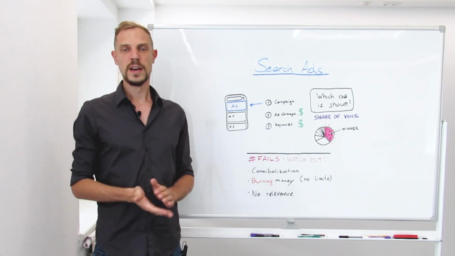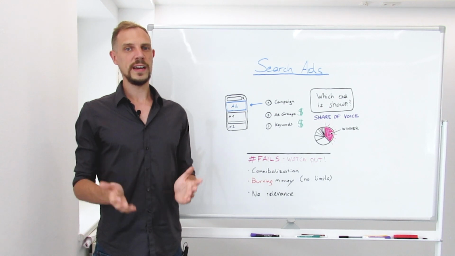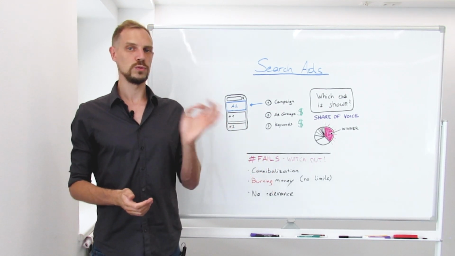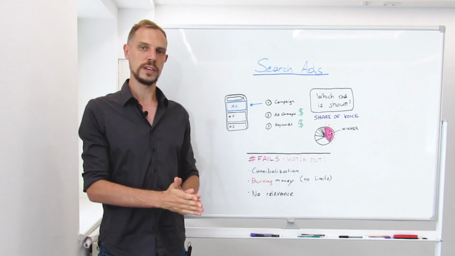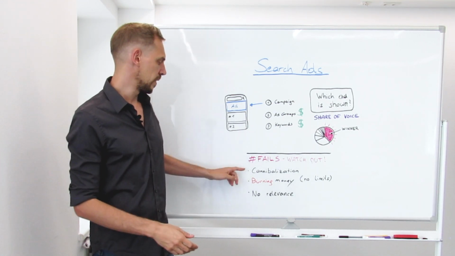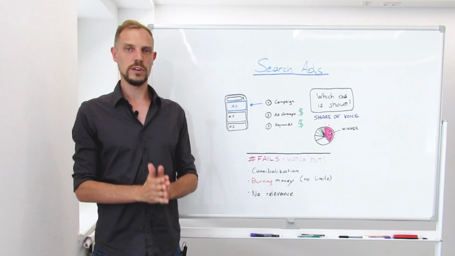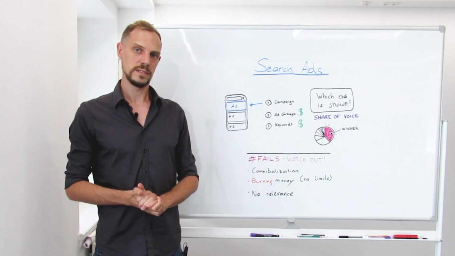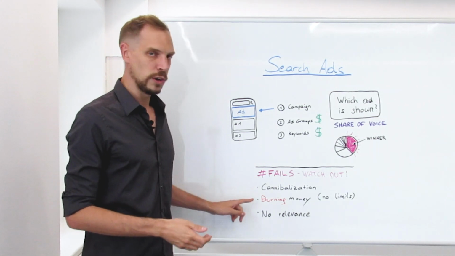But as mentioned, with more than 5 million apps, chances are also quite high that your competitors are also trying to rank for your keywords. So it is very important that you really have a look at your keywords. On the one hand, that you don't cannibalize them yourself, and on the other hand, that you also protect them from your competitors. The second big fail that we have seen is burning money.